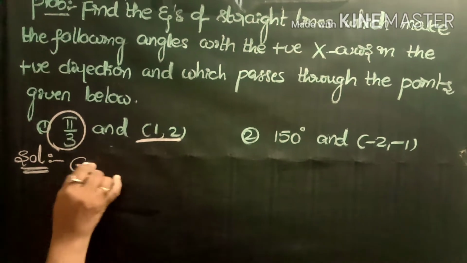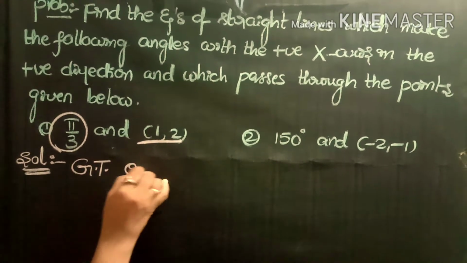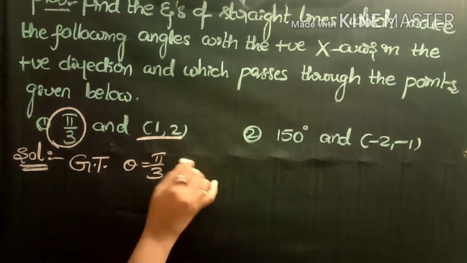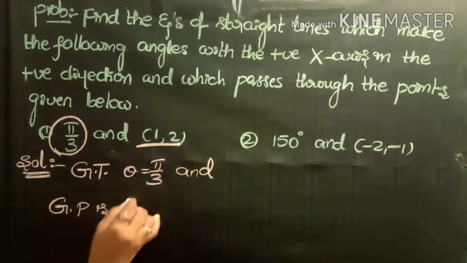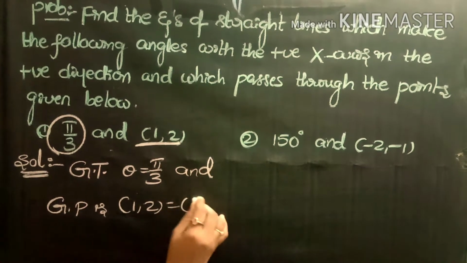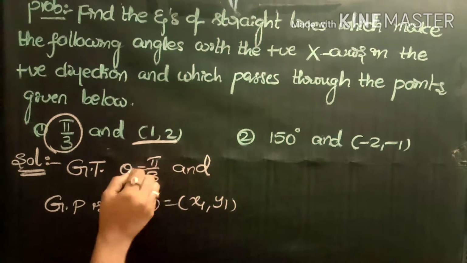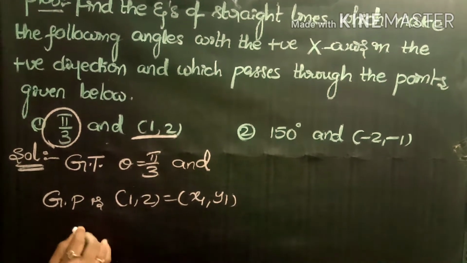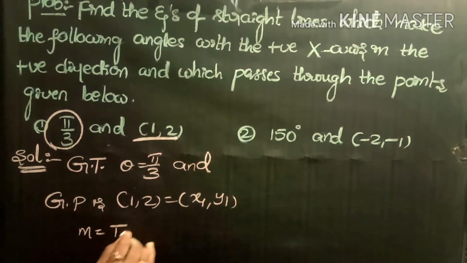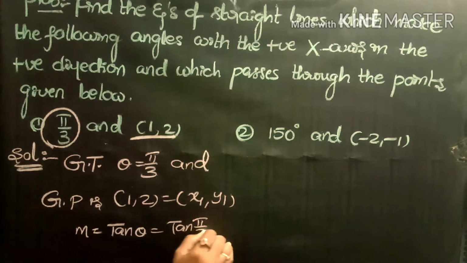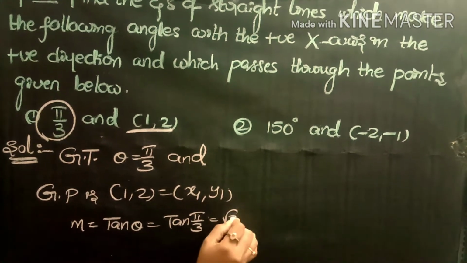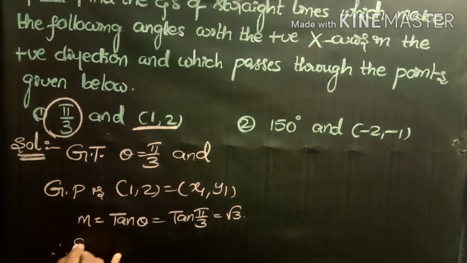So first we are writing the given data here. Given that theta is equal to pi by 3 and the given point is (1, 2), which is taken as (x1, y1). So theta is given. From the theta value we are finding the m value, that is m is equal to tan theta, and tan theta means tan pi by 3, tan 60, and tan 60 value is root 3.